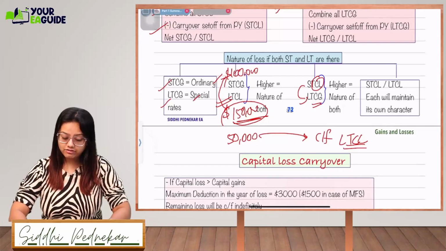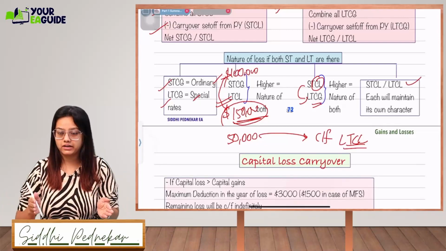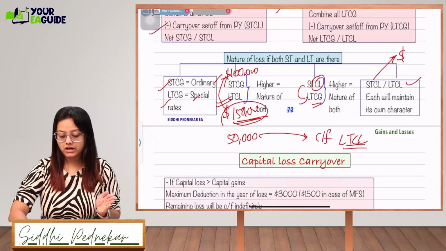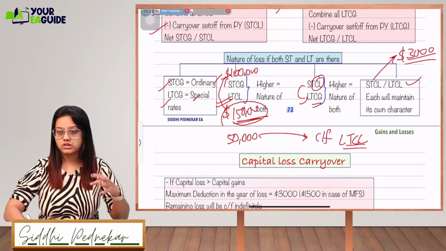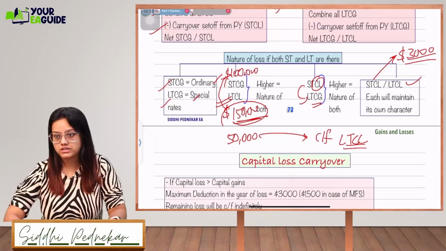Okay, if you have both short term capital loss and long term capital loss, each will maintain its character, but the only difference is short term can get offset against the ordinary income up to 3,000, and the remaining will get carried forward. Long term capital loss will get carried forward as it is.